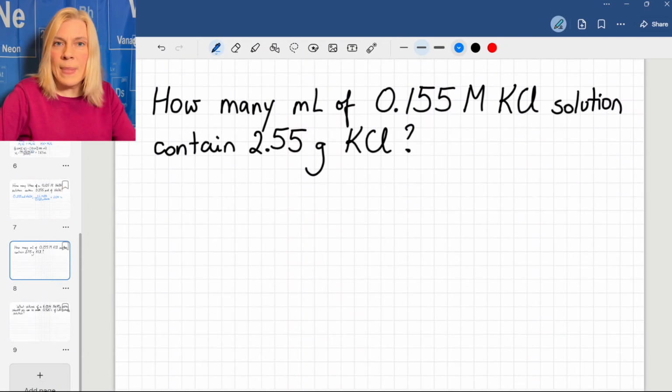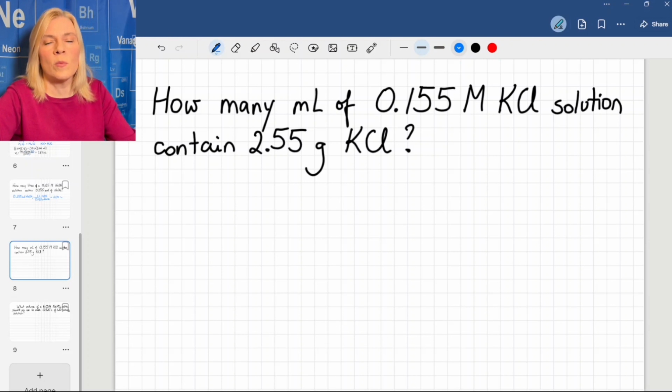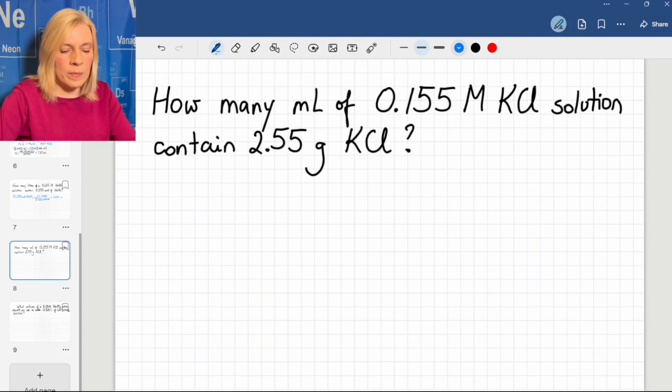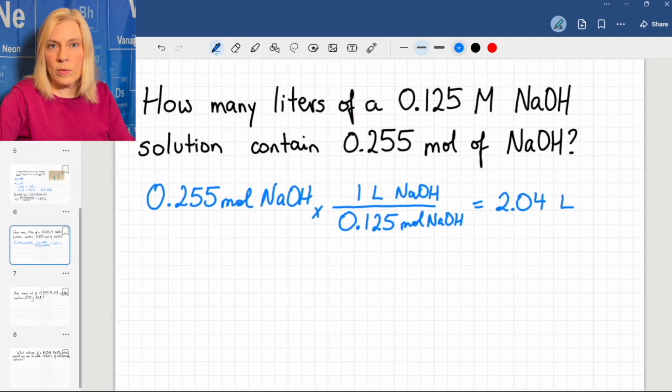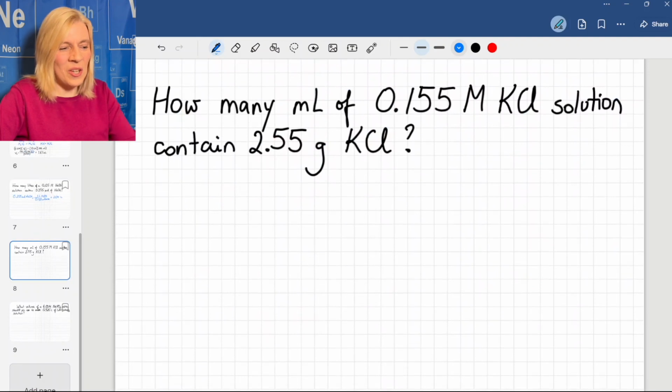So how many milliliters of 0.155 molar potassium chloride solution contain 2.55 grams potassium chloride? Are you ready? So now we have 2.55 grams of potassium chloride. The other problem was a little bit easier because we started with moles. But now we have grams. So it's a very similar setup, but we have to do a little more step.